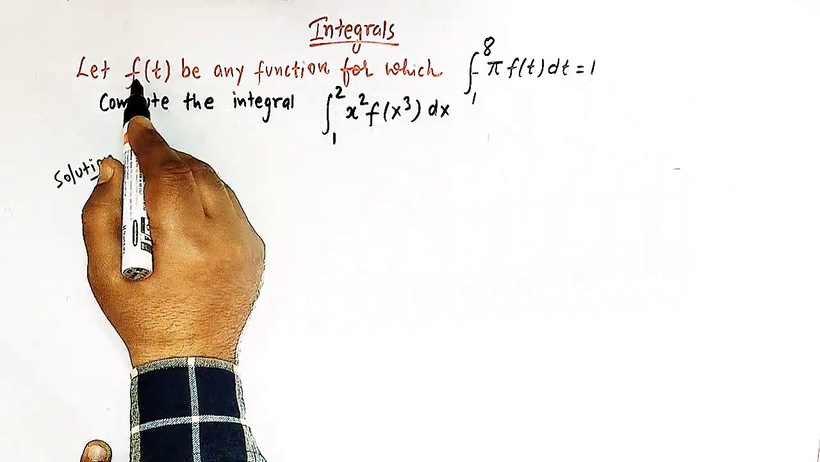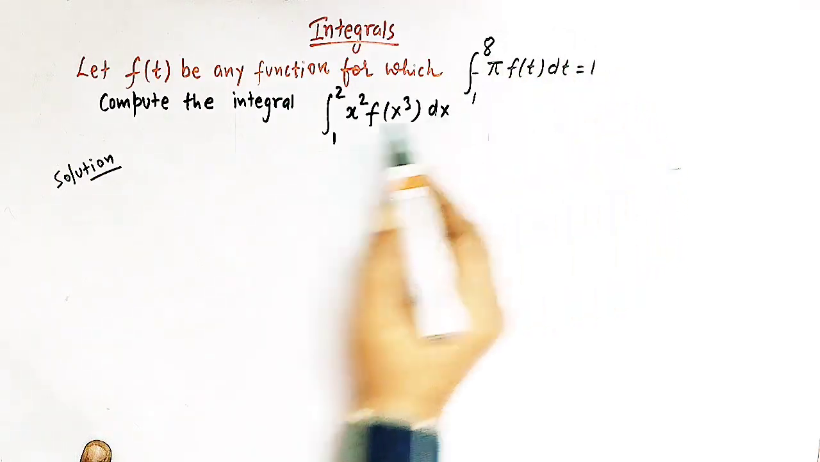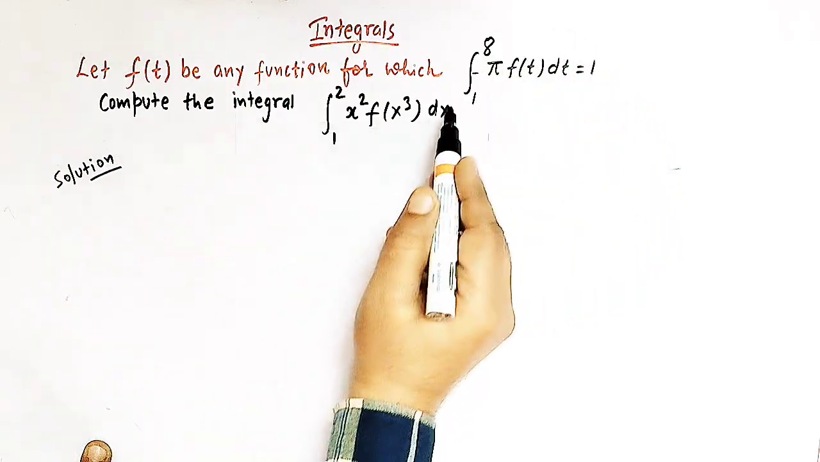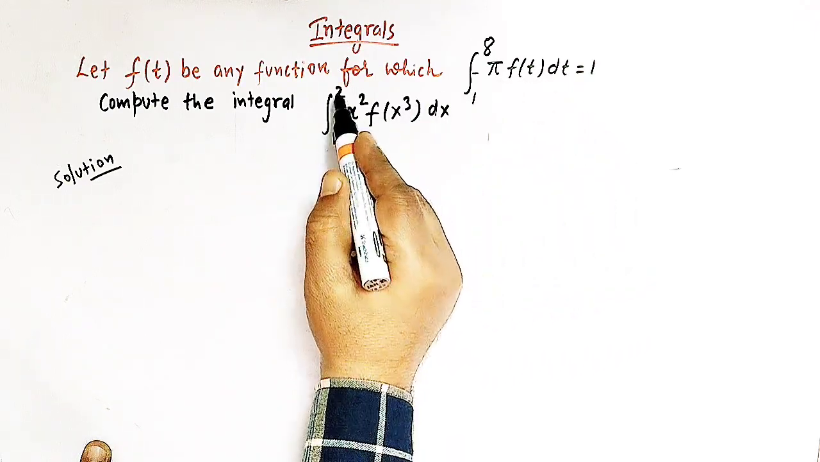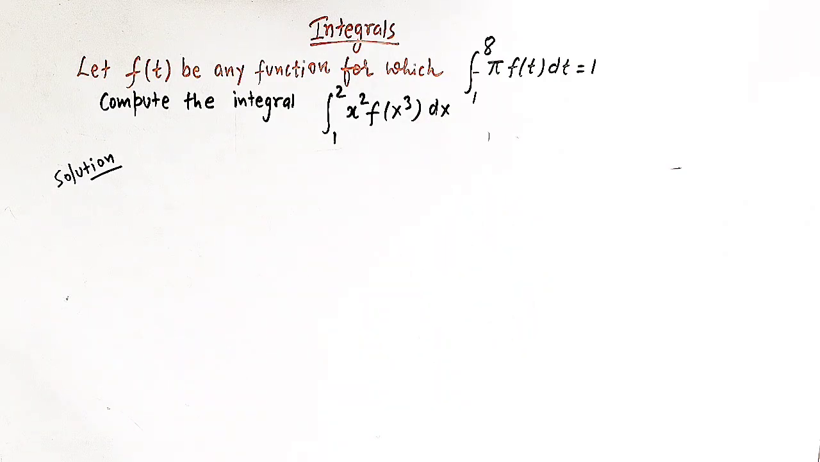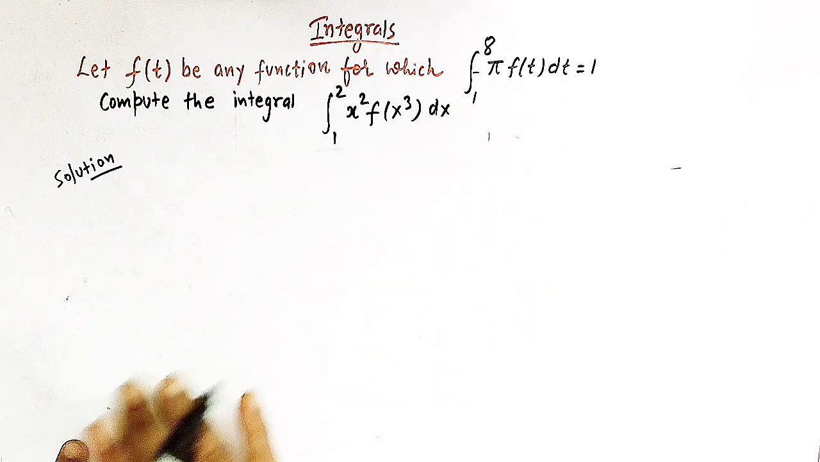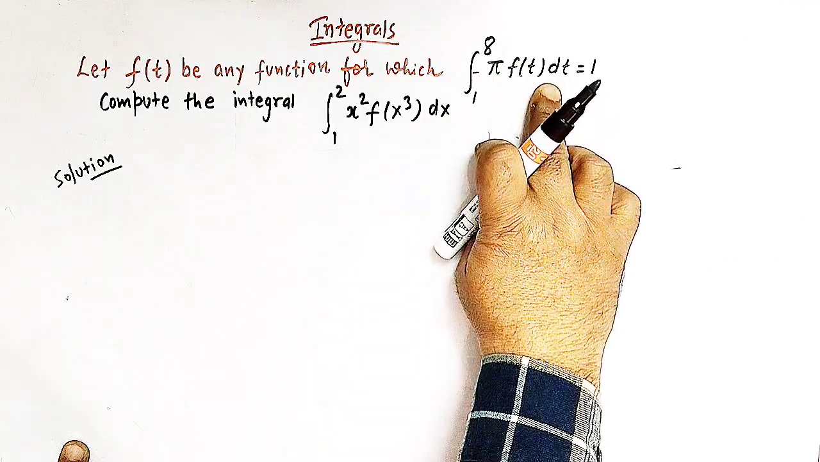So for any function f of t we are given this condition, and we have to compute the value of this integral using this one, that is the integral from 1 to 2 of x square f of x cube dx, right? So let us see how we can compute the value of this integral using this condition.